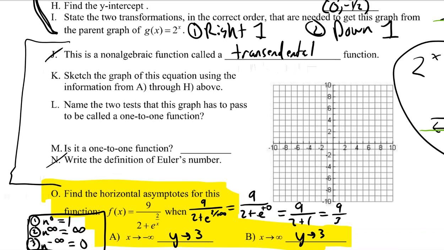And N, that number E, Euler's number, that's about 2.718. It comes from taking 1 plus 1 over x to the x power as x goes to infinity. Again, you do not have to memorize that for the quiz.